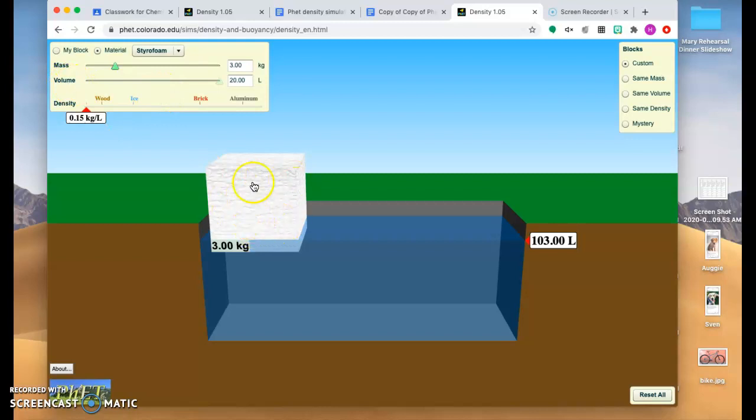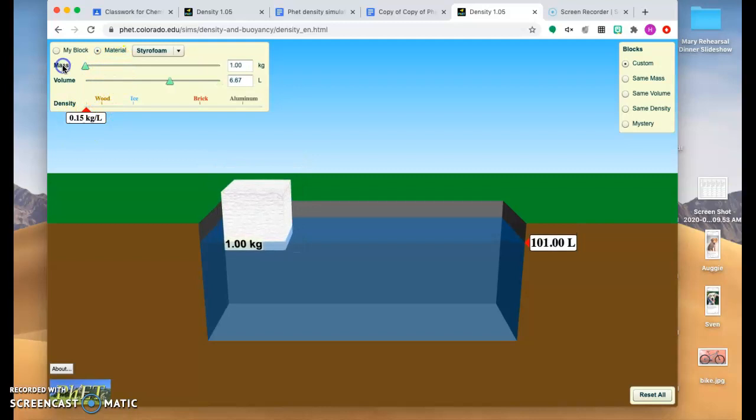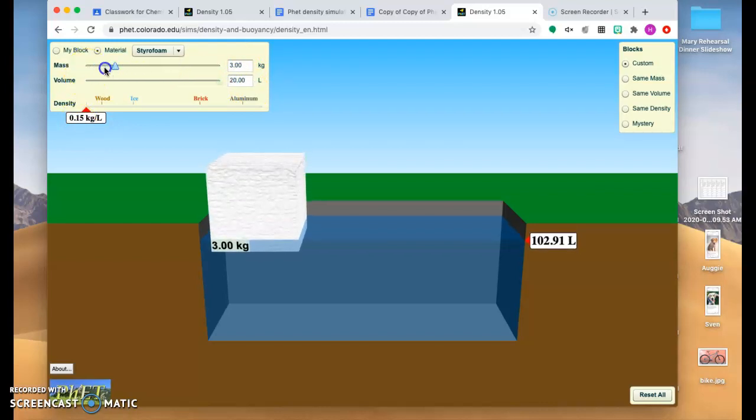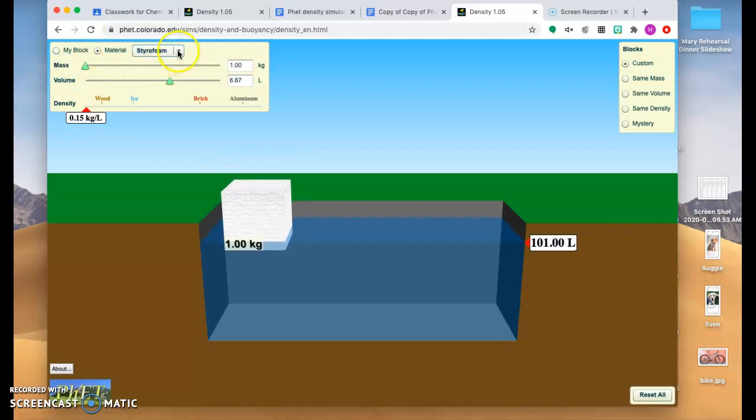But increasing its mass and volume does not necessarily mean that it's going to start sinking, okay? Because the ratio of mass to volume is the same, 3 to 20 is equal to 0.15. If I decrease the mass, 1 to 6.67 is also 0.15. So changing the amount of stuff does not influence the density. And that is true for other objects as well.